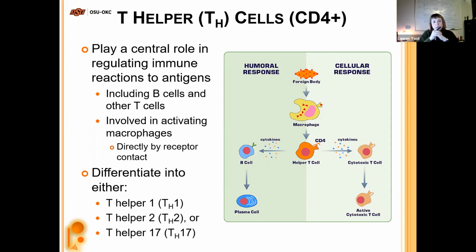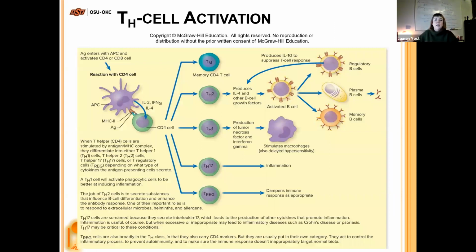Anyways, they can differentiate into specific kinds, which I was getting into with that table just a second ago. TH1 helpers, TH2 helpers, or TH17 helpers. So those are the kinds that they can differentiate into, and this is going to, I think, better explain what that means, what they are going to do. So TH helper 1s, we'll start here. They're essentially going to stimulate macrophages.